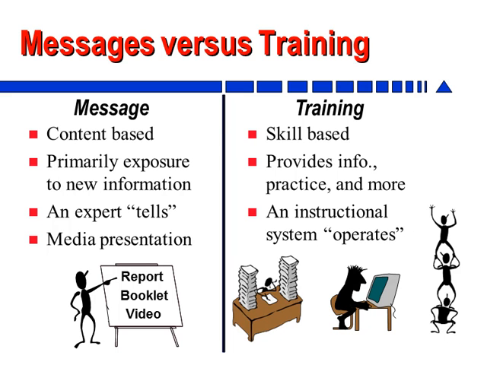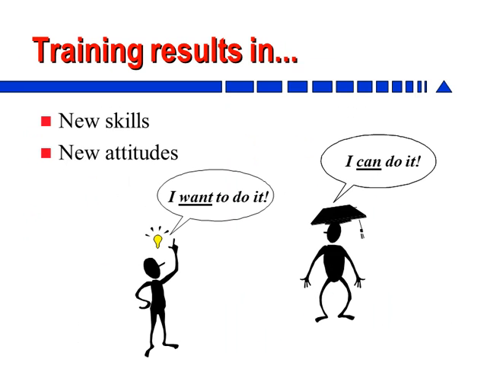Training, on the other hand, requires that skills be acquired on the part of the individual taking the training. And therefore, you need information, practice, and a whole lot of other stuff. In fact, training is a more complex collection of stuff. It's an overall instructional system. Training results in new skills and new attitudes. The idea is, hey, I come away from this able to do or wanting to do something different.